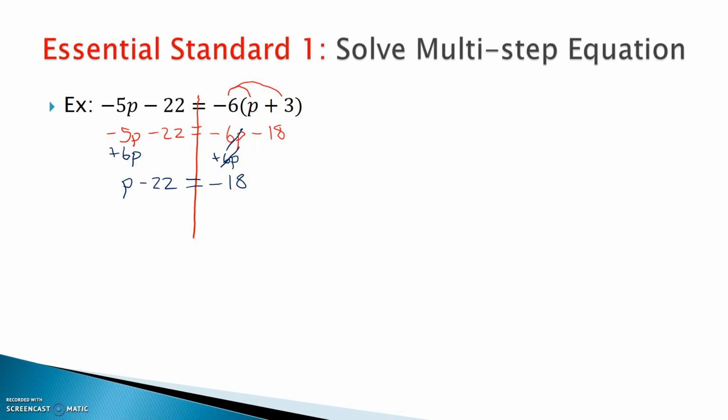All I have is a one-step equation. How the heck do I get rid of that number next to that p? Well, what's the opposite of minus 22? Inverse operation says I have to do plus 22 on both sides. Okay, so I get p is equal to, well, 22 minus 18, that is going to be 4. So p is equal to 4. All right, guys, so this was essential standard number 1. How can you solve a multi-step equation? It's when you had distributive property, combining like terms, addition property of equality, subtraction property of equality, division property of equality, all that good stuff.